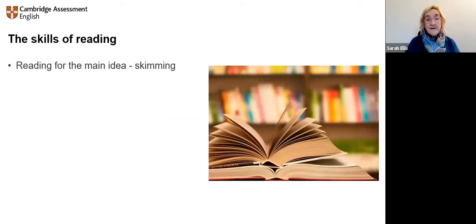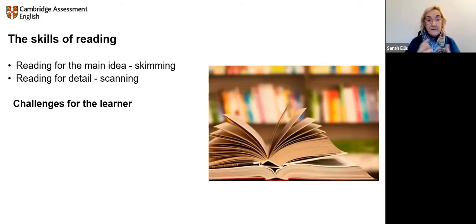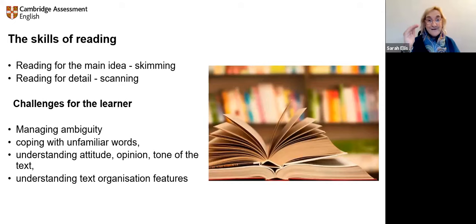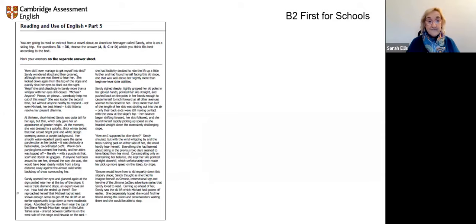develop, of course, it's about the ability to use a variety of reading skills, skimming and scanning, of course, essential, but also being able to manage the ambiguity, coping with unfamiliar words, and understanding, in particular, attitude and opinion. And of course, the tone of the text. And as you get to see one, of course, that becomes increasingly important. Understanding text organization will help them with their reading. So again, these skills are important for us to develop.